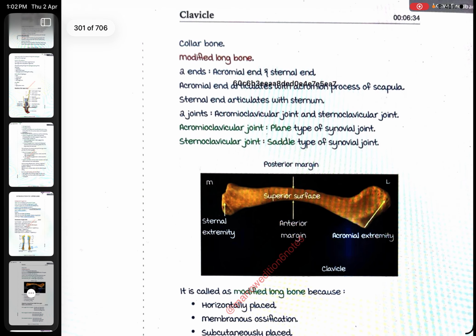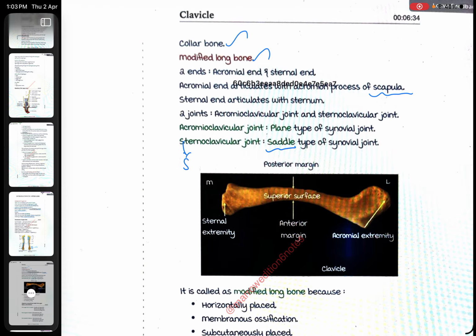The clavicle is also called your collarbone. It's a modified long bone with 2 ends, an acromial end and a sternal end. The acromial end articulates with the acromion process of the scapula. The sternal end articulates with the sternum. There are 2 joints, the acromioclavicular joint and the sternoclavicular joint. The acromioclavicular joint is a plane type of synovial joint. The sternoclavicular joint is a saddle type of synovial joint.